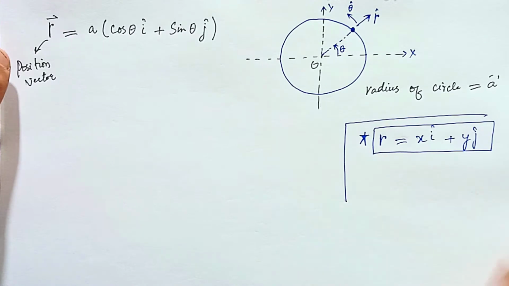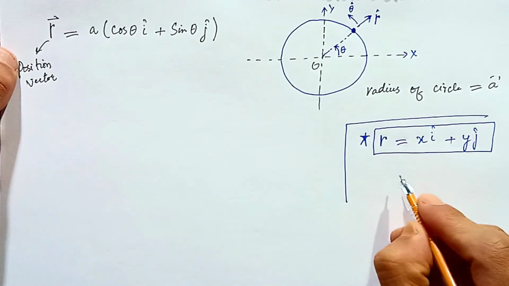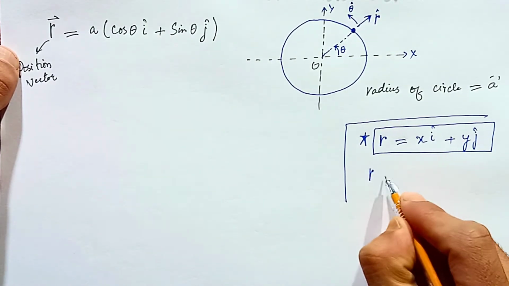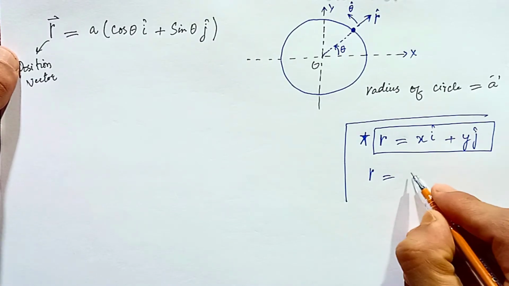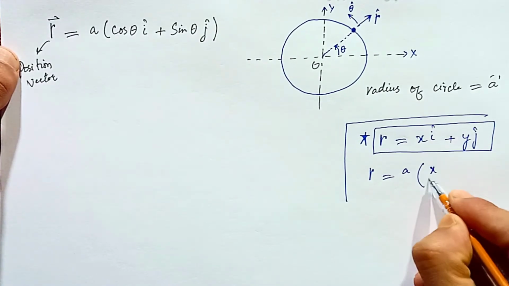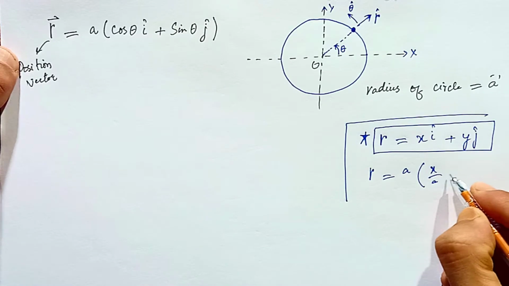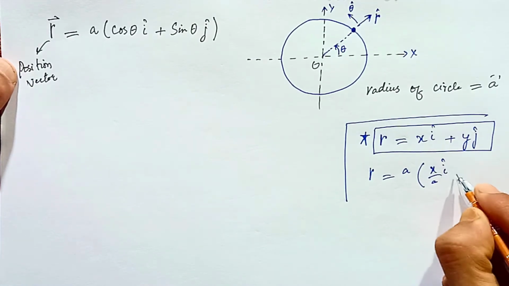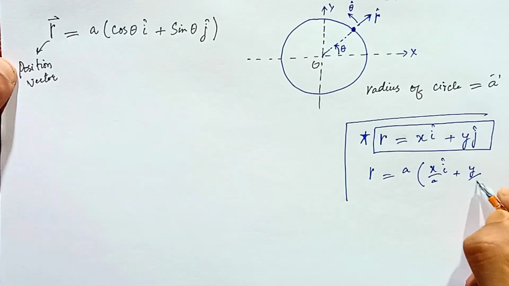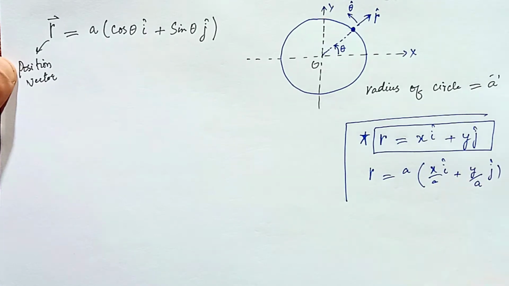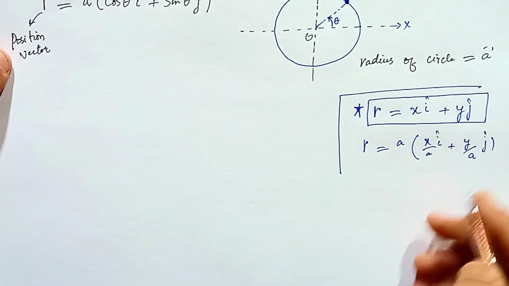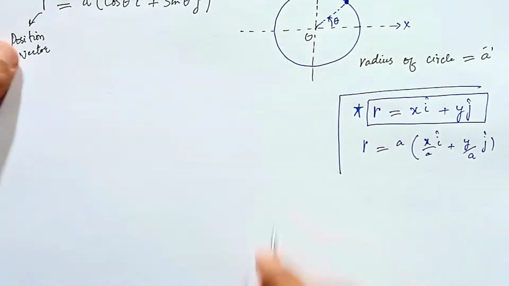It's moving along the circular path, so we can write it down as r is equal to a times x divided by a. I'm dividing throughout by a, okay? i plus y by a j hat. Fine. So x by a is here.